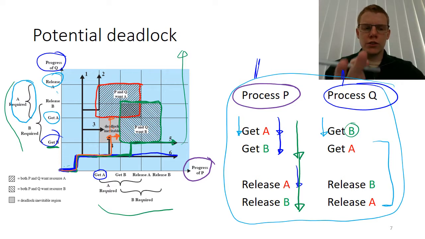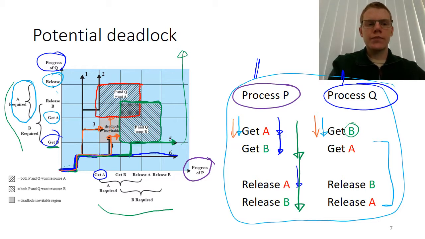I encourage you to pause here on this slide and look a little bit more carefully at this diagram and see that progression lines 3 and 4 correspond to the cases where we get one resource for each of the processes, thereby blocking the other. And we can see how this shows us the fact that it's impossible to avoid deadlock in this scenario.